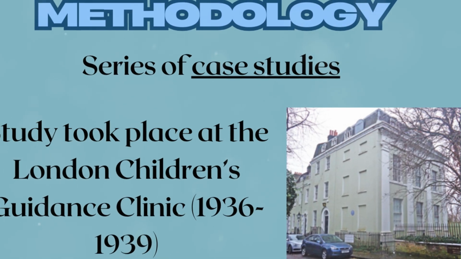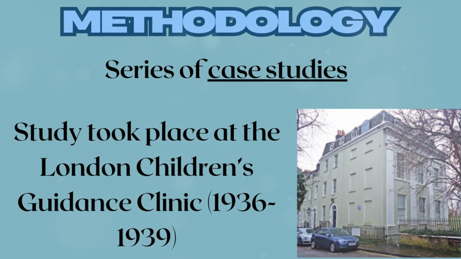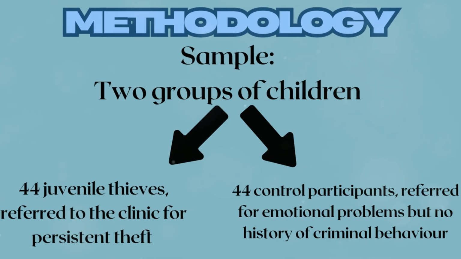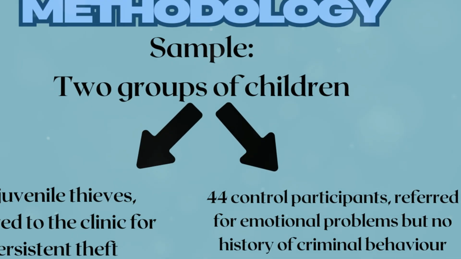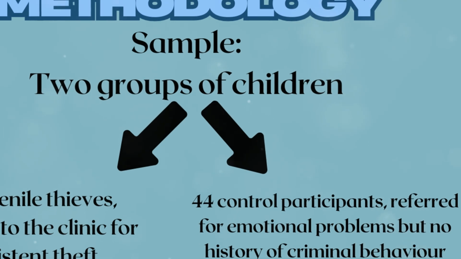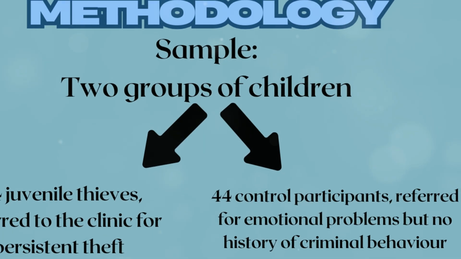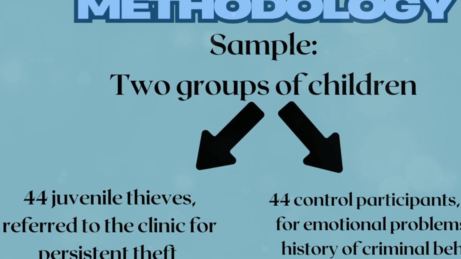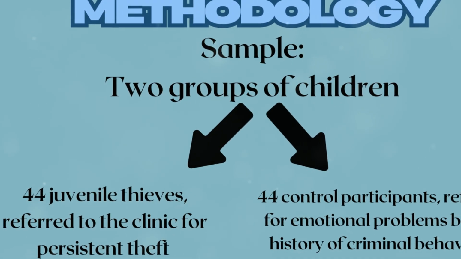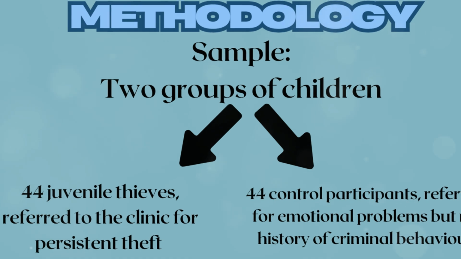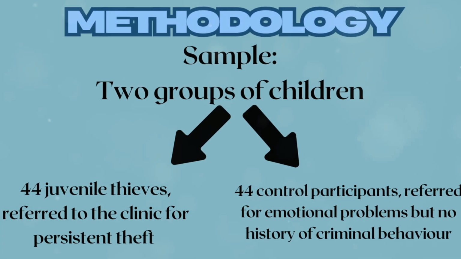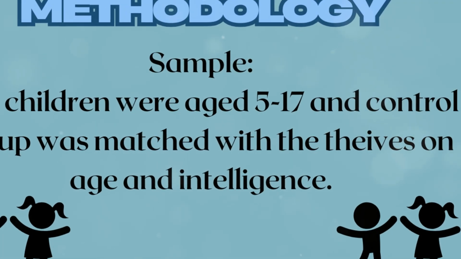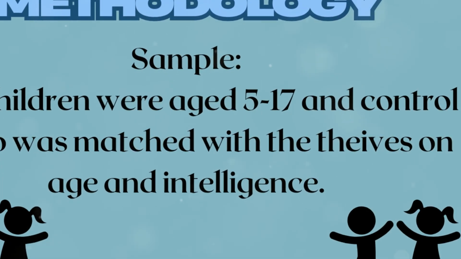Bowlby's study was conducted at the London Child Guidance Clinic between 1936 and 1939. He analysed two groups of children referred to the clinic: 44 juvenile thieves, adolescents referred for persistent theft, and 44 control participants, adolescents referred for emotional problems, but with no history of criminal activity. The children were aged between 5 and 17 and were matched for age and intelligence.